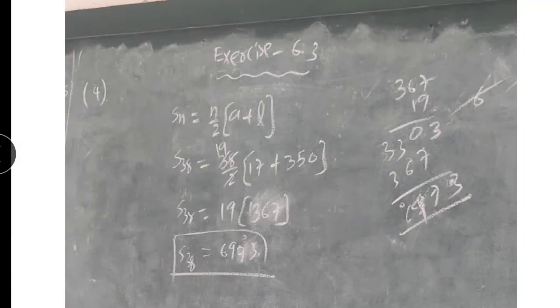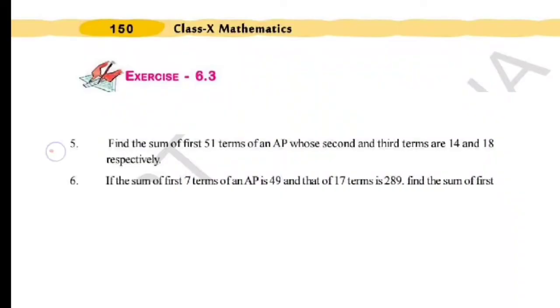So here n value is 38, so 38 by 2 bracket of a value 17 and l value 350. 17 plus 350 is 367, and 38 by 2 is 19. So 19 into 367 is how much? 6973. So yes, the answer is 6973.